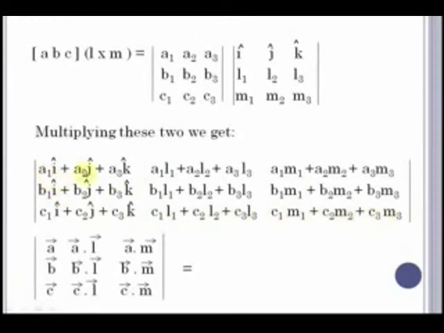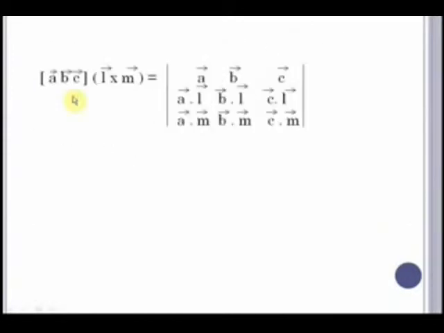Now this is nothing but vector A, this is nothing but A dot L, this is A dot M. Similarly, this is vector B, this is B dot L, this is B dot M, and similarly this is vector C, this is C dot L, and this is C dot M. Therefore this determinant becomes A, A dot L, A dot M, B, B dot L, B dot M, and C, C dot L, C dot M. Now the box product of A, B, C into the cross product of L cross M is equal to the determinant, elements of which are given by A, B, C, A dot L, B dot L, C dot L, and A dot M, B dot M, C dot M.